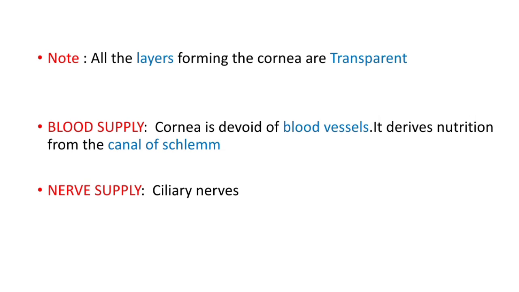What is the canal of Schlemm? In the corneoscleral junction there is a venous plexus. That plexus is called the canal of Schlemm. From there the cornea derives its nutrients, not from blood vessels. And the nerve supply is by the ciliary nerves.